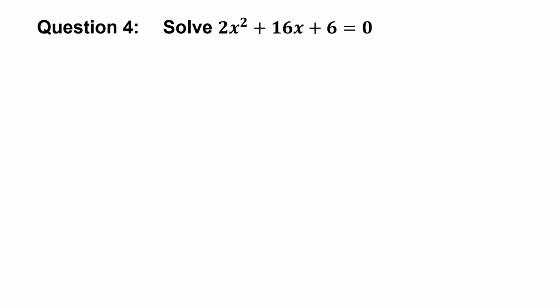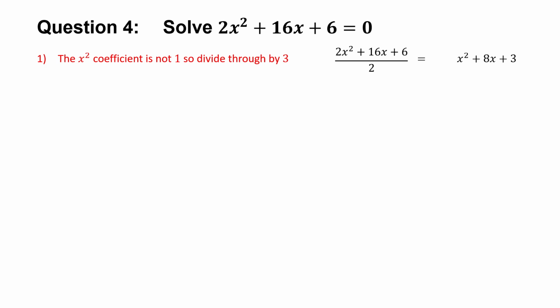So this is the last question. We have 2x squared plus 16x plus 6 equals 0. You know the drill, pause the video and come back when you want to hear the answer. So again, for this question, our first step is going to be to get this into a form where we can complete the square. So we need to divide through by 2.